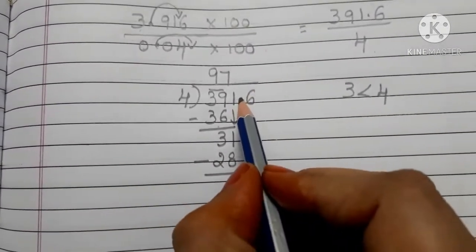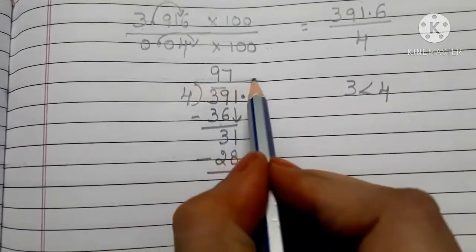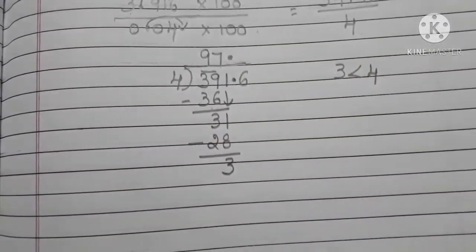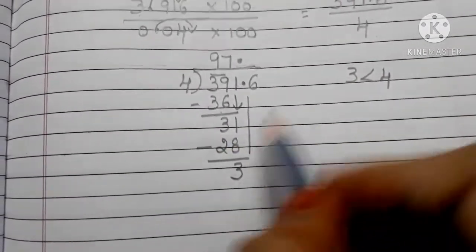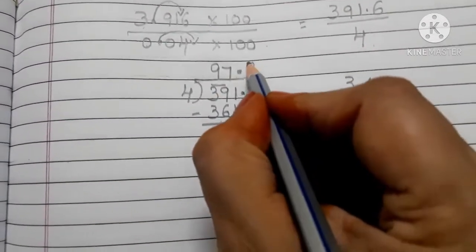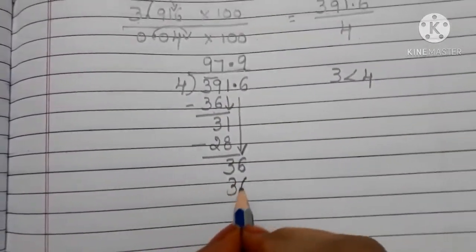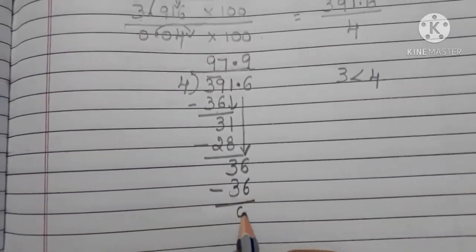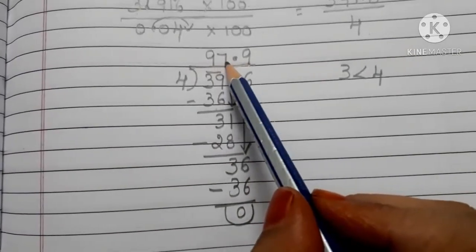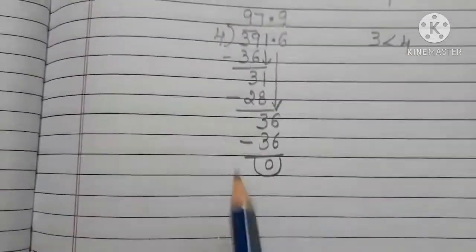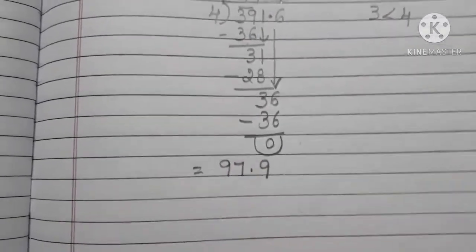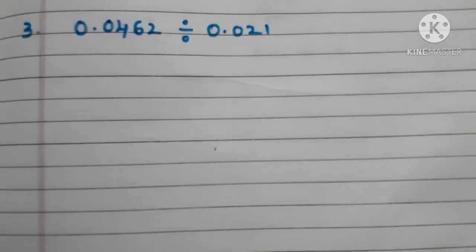Here 1 after decimal point is there. So in the quotient also we need to put the decimal point. Now down the number 6. 4 9s are 36, right? So write 9 here, 36 here. 36 minus 36 is 0. Now the quotient is 97.9. So write here 97.9. Let us go to last example.